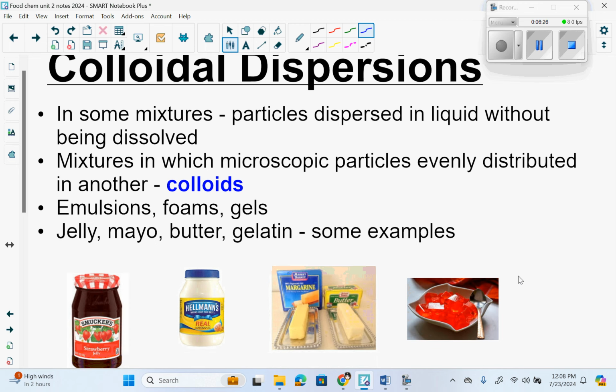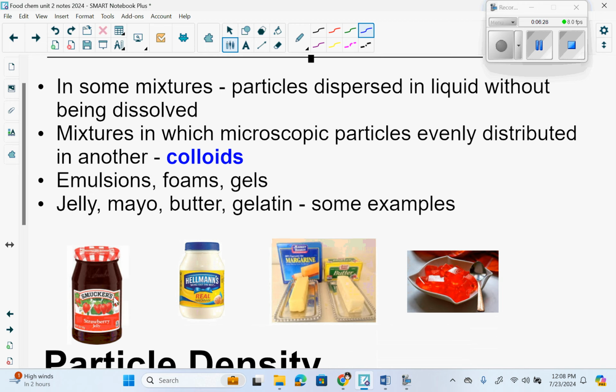So what does this mean for you in terms of food? Think of your jelly, mayo, butter, and gelatin. They're all kind of funky-ish solids. You can actually break the gelatin with a spoon and eat it, and it kind of dissolves in your mouth as soon as you start to eat it. Butter looks like a solid, but you can spread it. And then both of these two are mainly solids in the jars, but they're both spreadable.